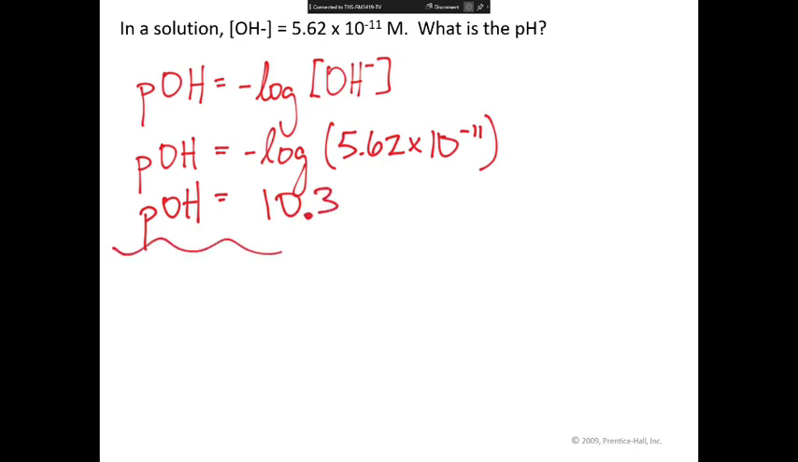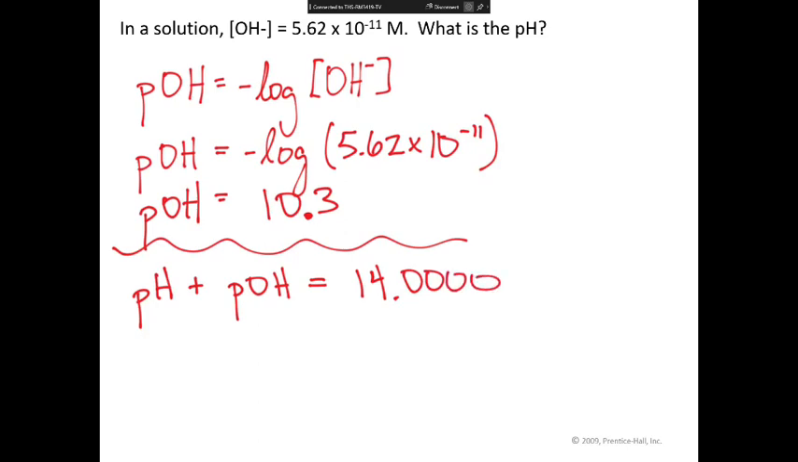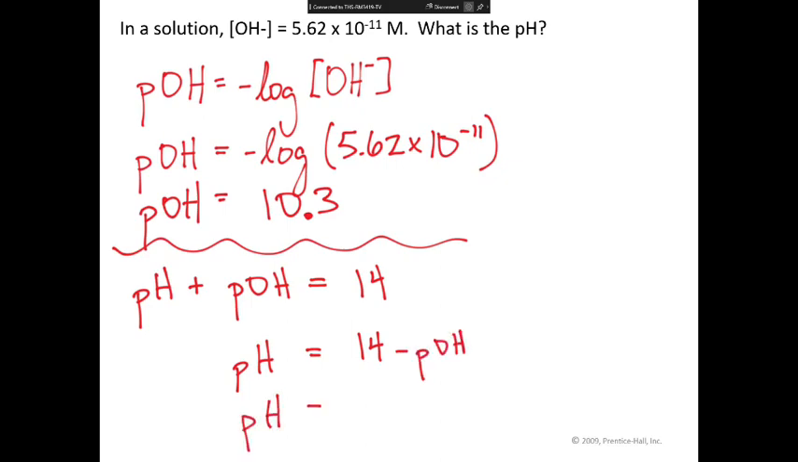Then I can do this to change it into a pH. pH plus POH equals 14. And again, 14 is an exact number, so we don't have to worry about that in terms of our sig figs. So if I'm looking for the pH, I can just do 14 minus the POH. They have to add up to 14. 14 minus 10.3. Is it 3.7?